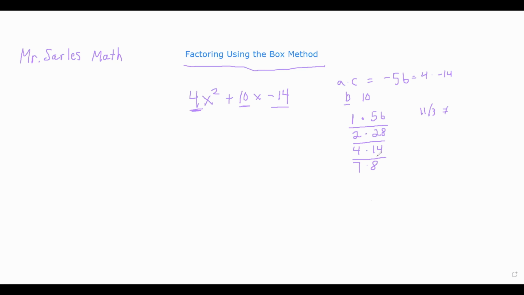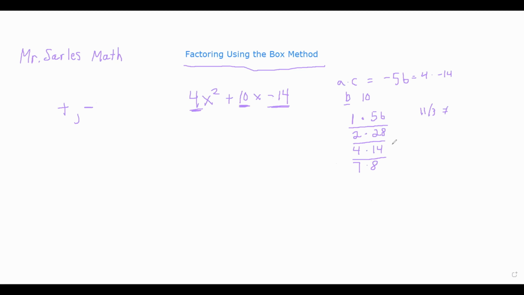4 times 14. Another thing we should have noticed at the beginning is that the last term is negative. We know if the last term is negative, one is going to be positive and one is going to be negative in terms of number. In this case, we have a positive middle term, so the greater number is going to be positive. That's one way to think about it.